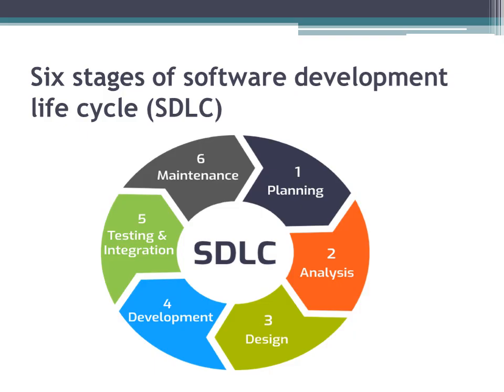And the next is design. Based on the requirements that have been determined, the team will make a design plan or design specifications. And the next stage is development. In this stage, the software development process begins. So the development team will start building the entire system by writing code using the chosen programming language.